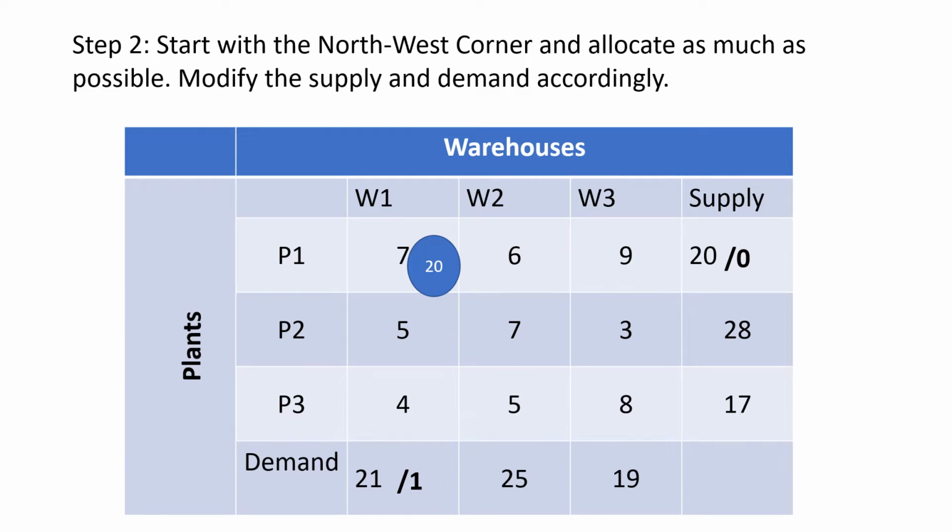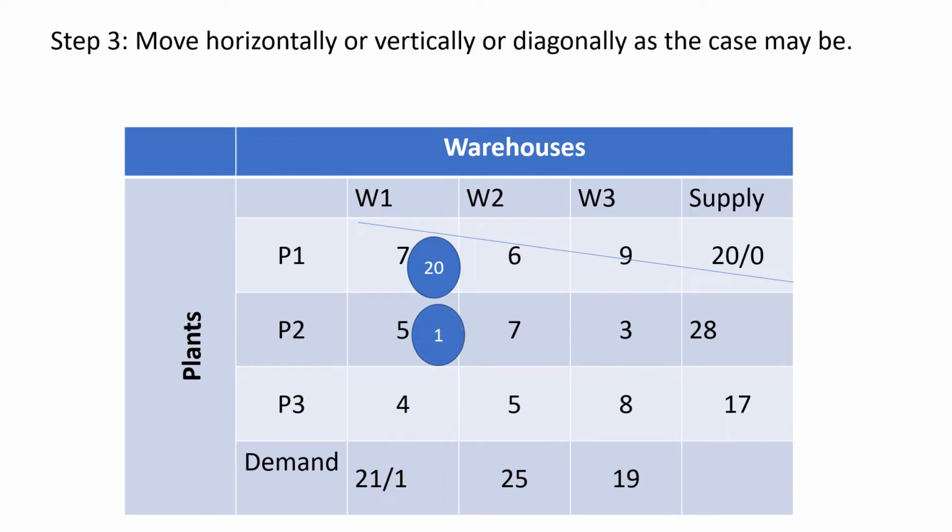Once the supply becomes 0, we are going to cross out that particular row, as we said. So we will cross out this. Next, I cannot move horizontally, so I will be moving vertically. So definitely I will move to this, I have just shown here.